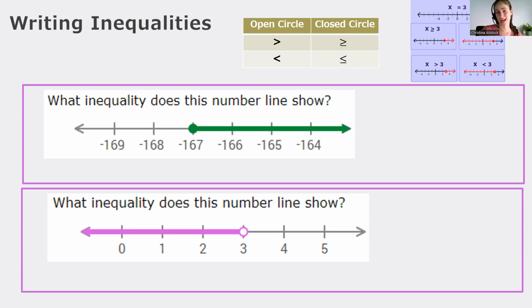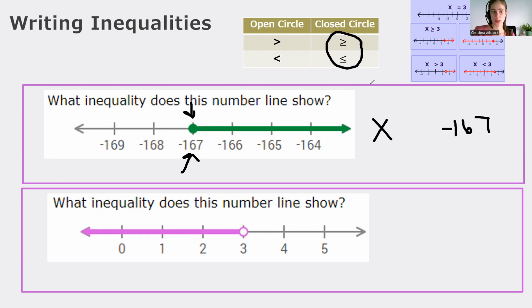Just because X is the most common, I usually use X, so we know that we're going to have X and then our inequality symbol and a number. And in this case, the number that our point is on is a negative 1. And then, because it is filled in, a closed circle, it's either going to be less than or equal to or greater than or equal to.